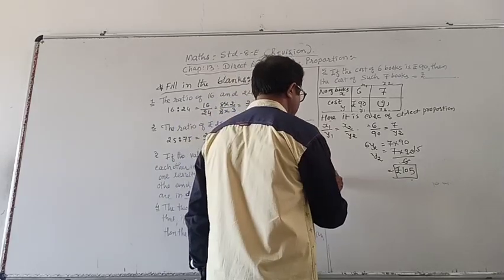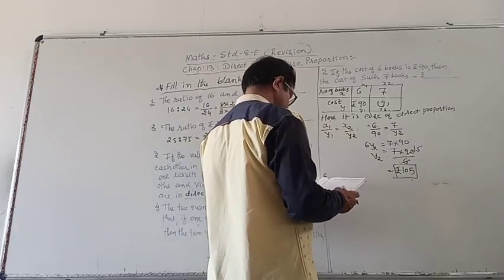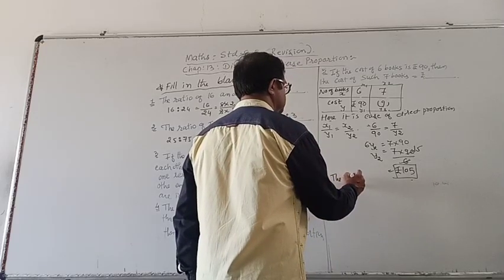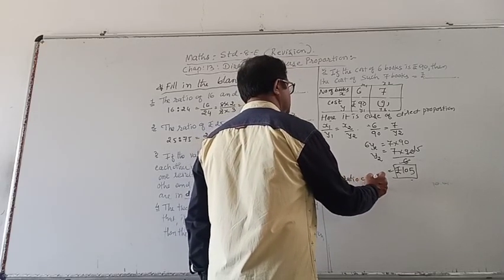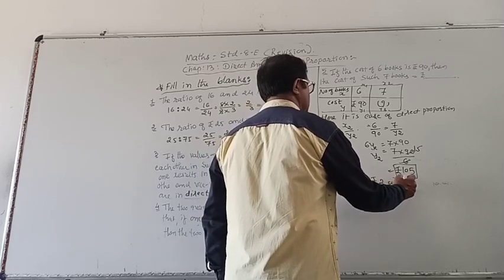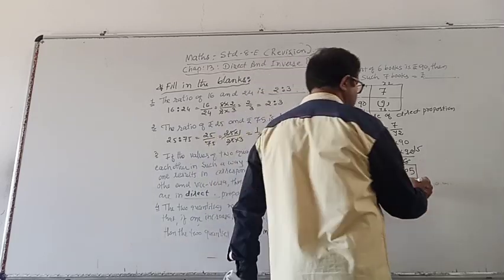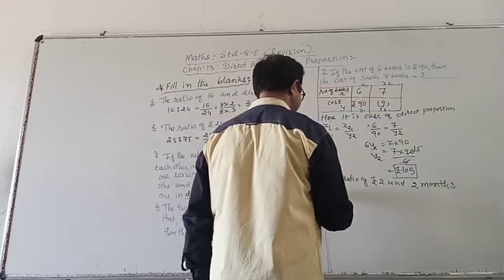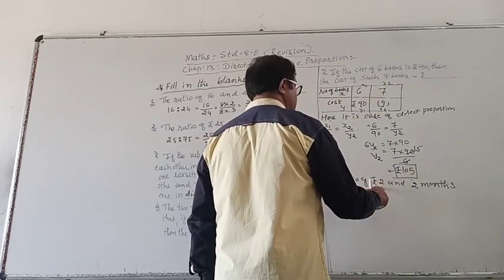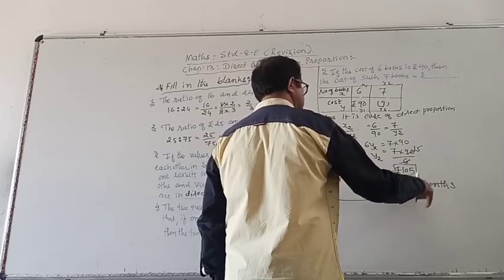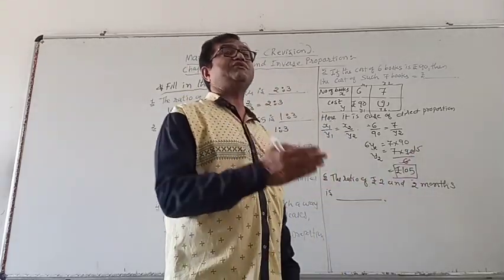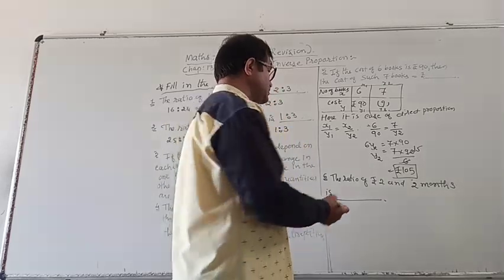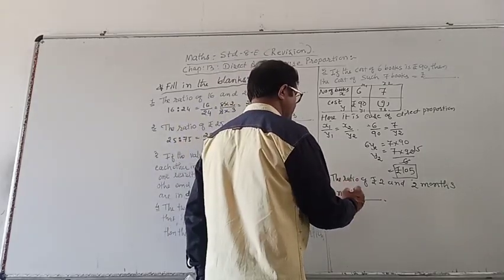Let's take one more example. The ratio of rupees 2 and 2 months is, here you can see that it is rupees, here it is months. They are different types of quantities, and then we cannot find the ratio. So it is not possible.